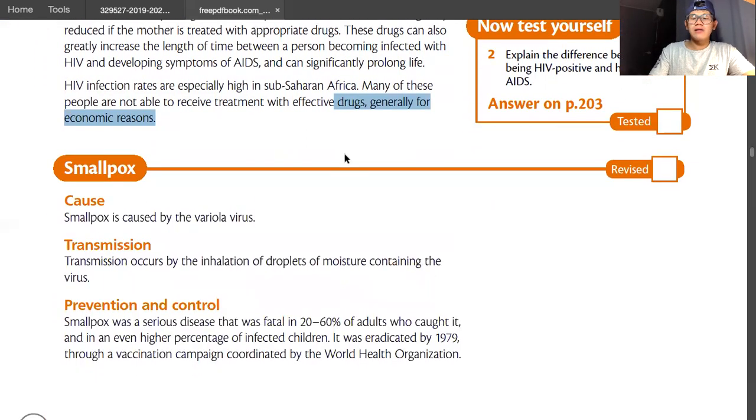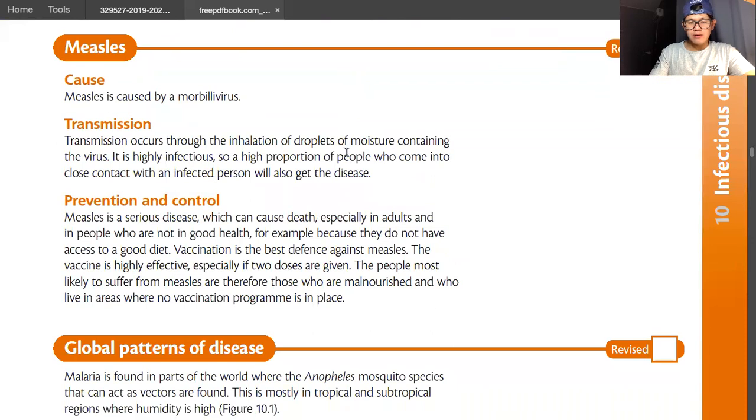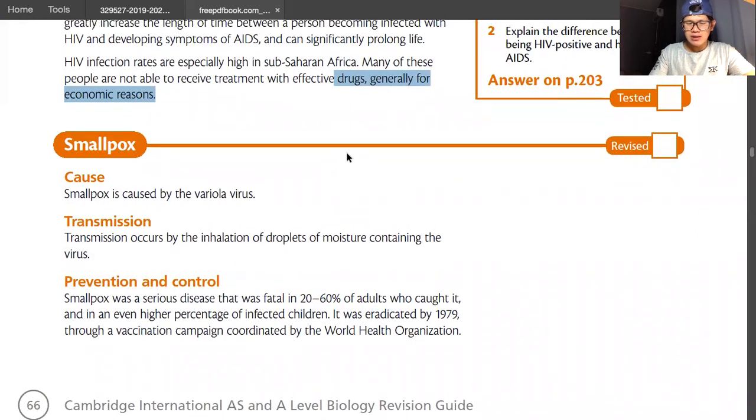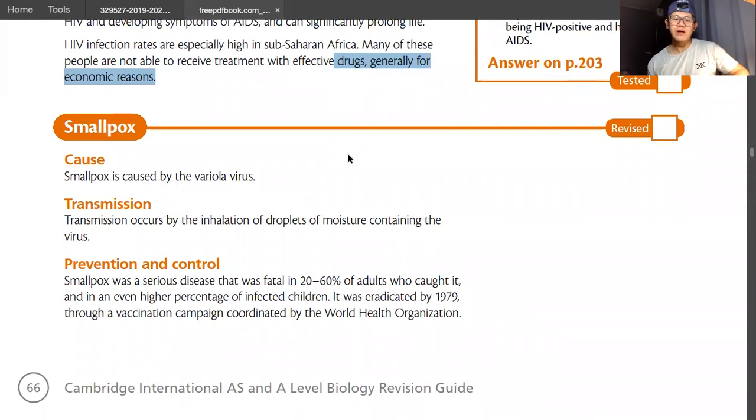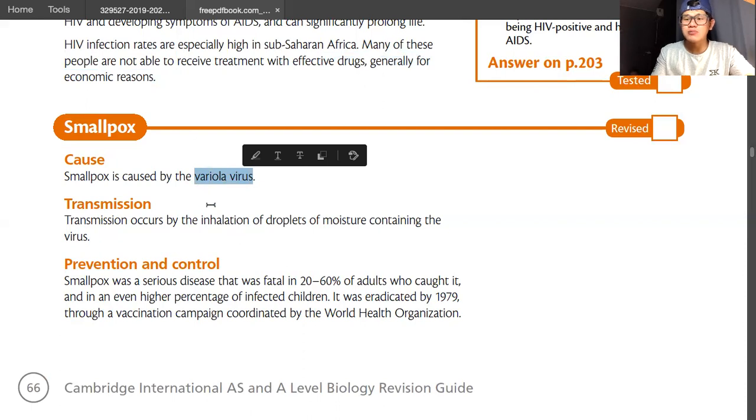Okay, the next one, the second last that we're going to discuss, is smallpox. Smallpox is caused by a type of virus, which we call the Variola virus. Smallpox, chickenpox, yeah. They are transmitted through the inhalation of droplets of moisture containing the virus.